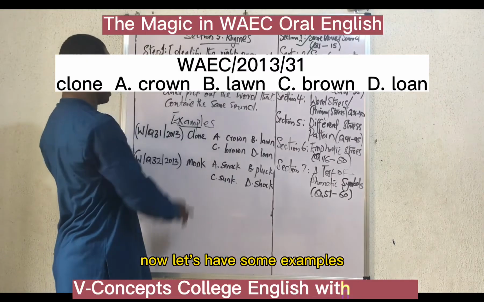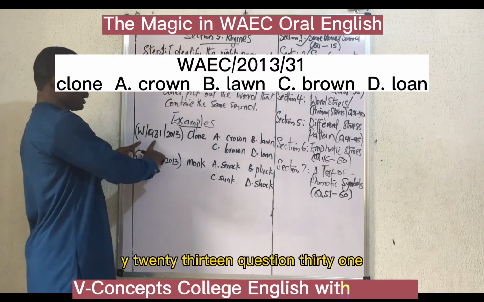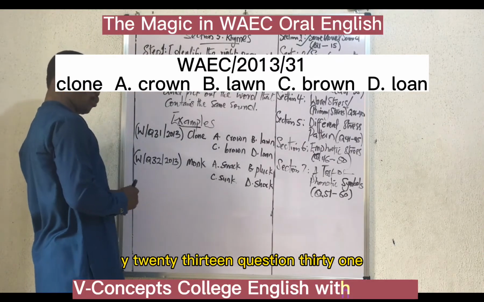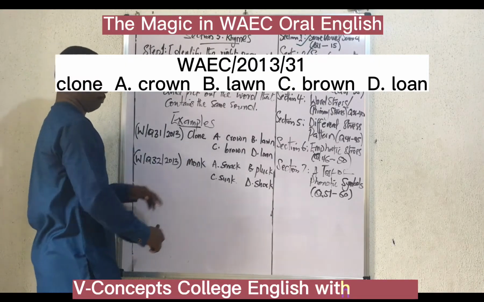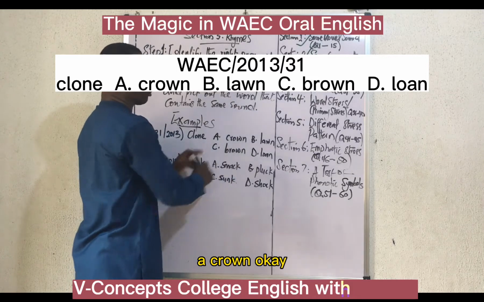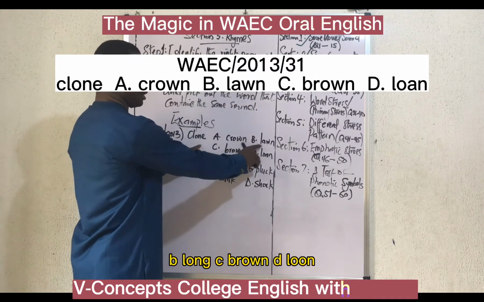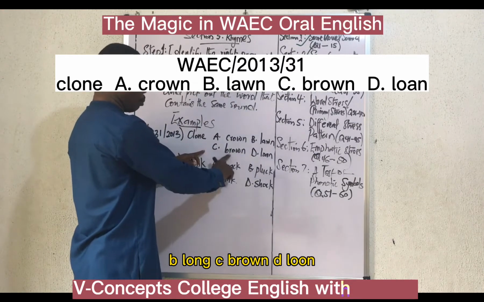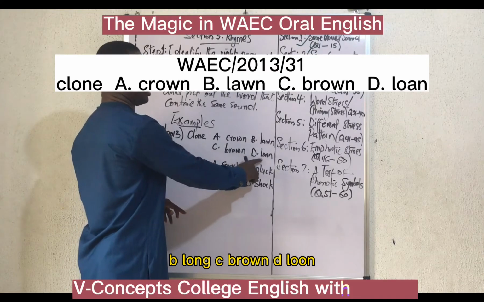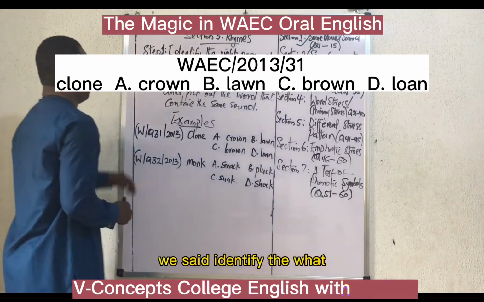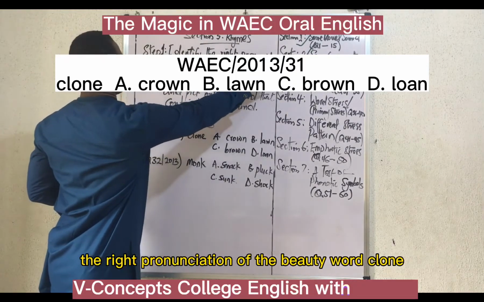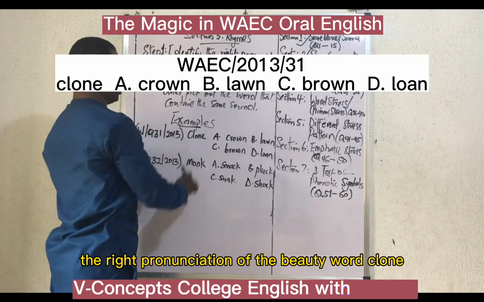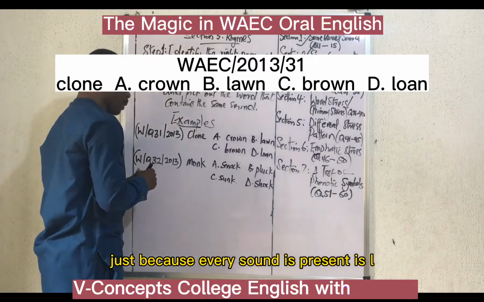Now, let's have some examples. WAEC 2013 question 31. Clone. A, crown. B, lawn. C, brown. D, loan. We said identify the what? The right pronunciation of the given word. Clone.